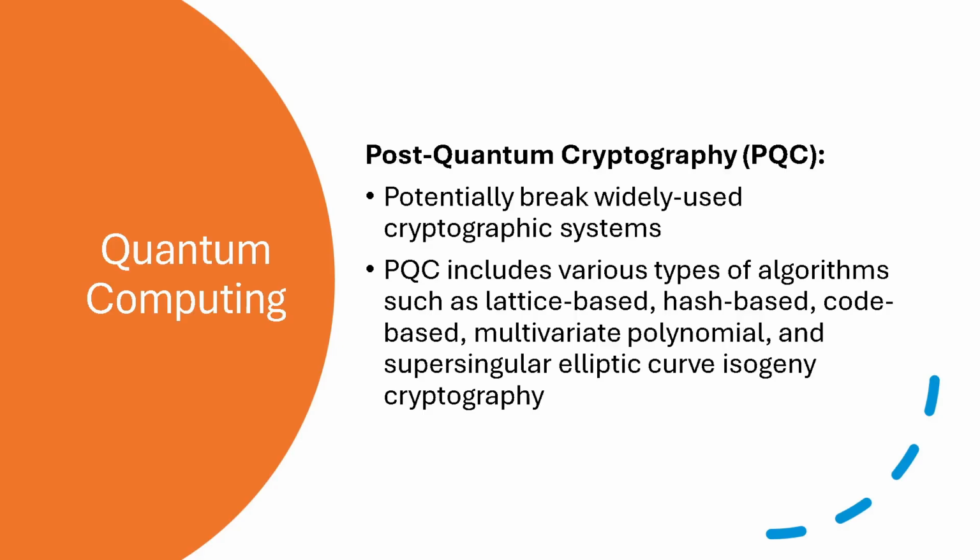Post-quantum cryptography, or PQC. Quantum computers can potentially break widely used cryptographic systems like RSA and ECC due to their ability to solve certain mathematical problems much faster than classical computers. Which is why we have designed algorithms to be secure against the potential future threats posed by quantum computers. PQC includes various types of algorithms such as lattice-based, hash-based, code-based, multivariate polynomial, and supersingular elliptic curve isogeny cryptography.